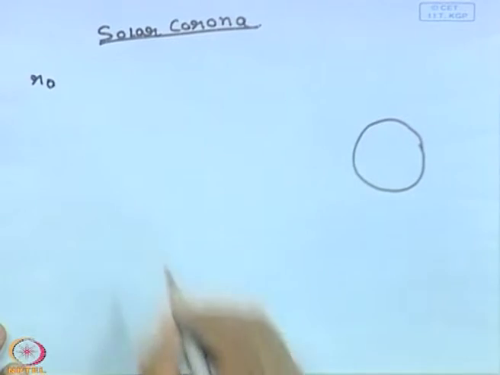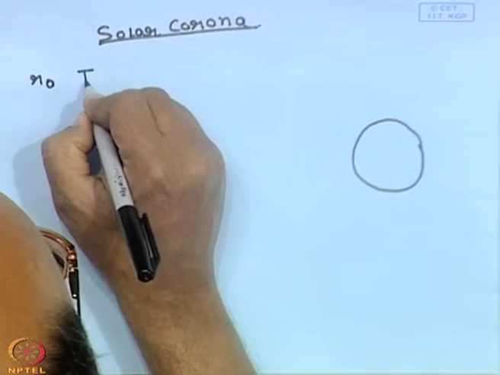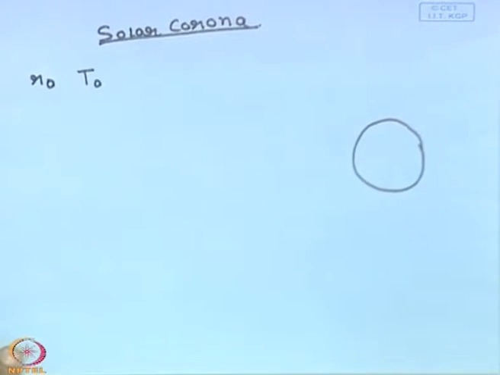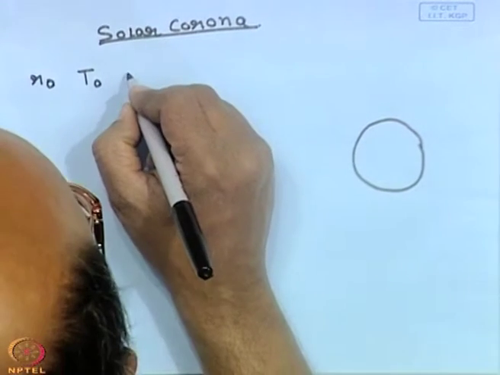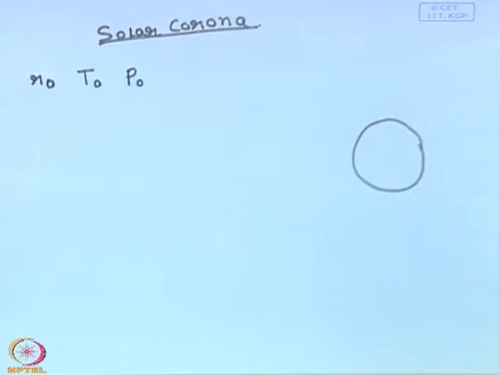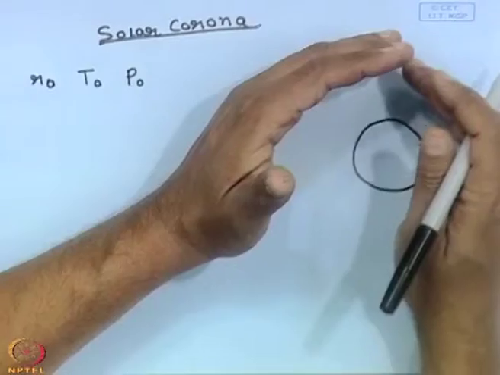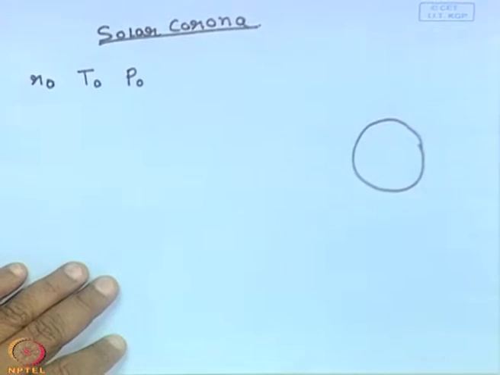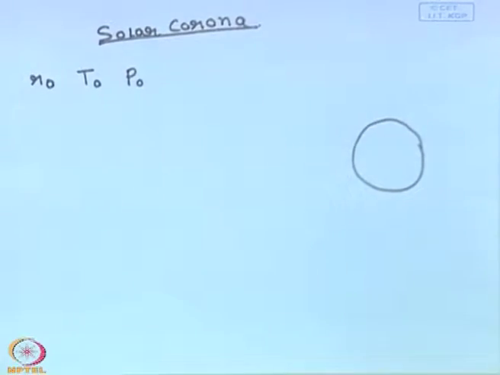At the radius of the sun, R naught, we will assume that it has some very high temperature T naught, and it has some pressure P naught, and you can then work out the density. Further, we will assume that it is in hydrostatic equilibrium. So, this gas outside the sun, we will assume the plasma is in hydrostatic equilibrium.